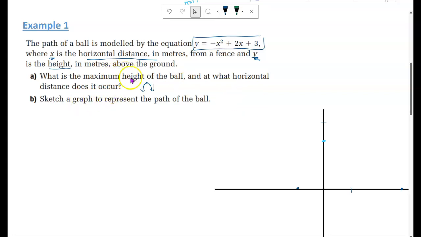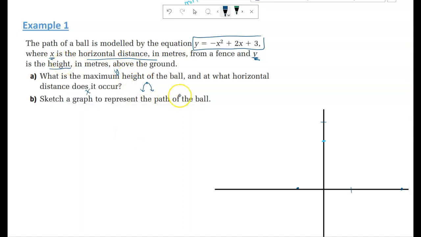The maximum height of a ball, if you think about it, is the y value, which is talking about the height. So that means we're looking for the y value of the vertex. And then the horizontal distance it occurs at, well, the horizontal distance is x. So that means we're looking for the x value of the vertex.